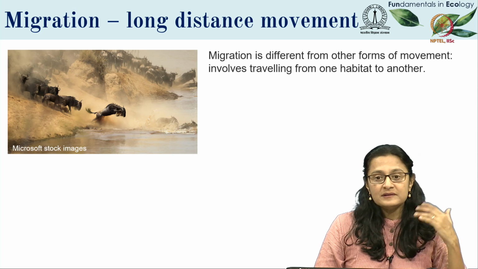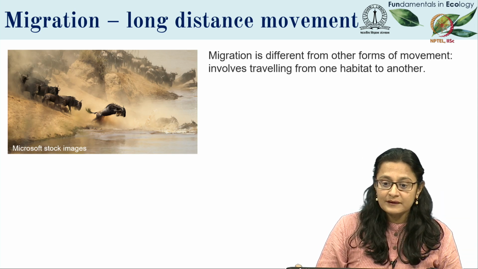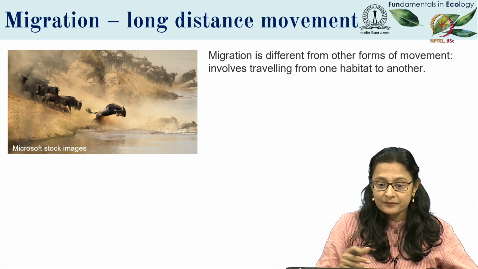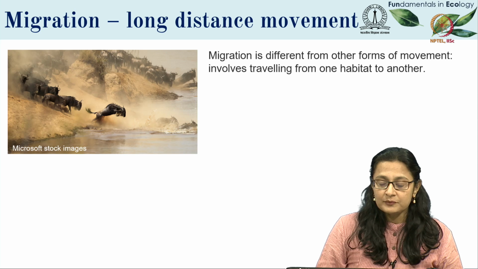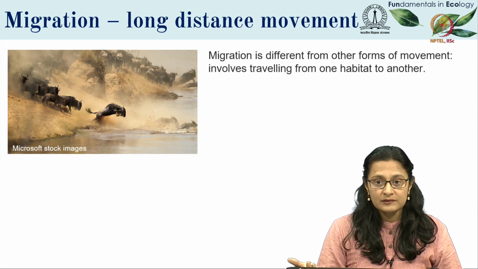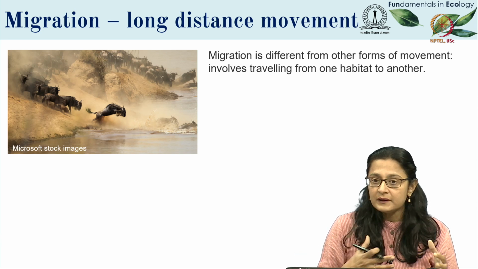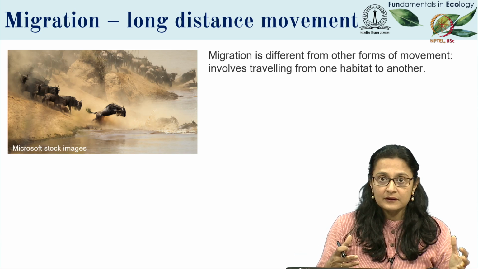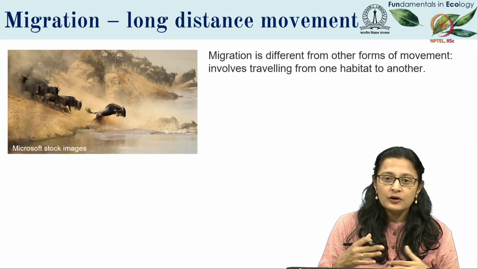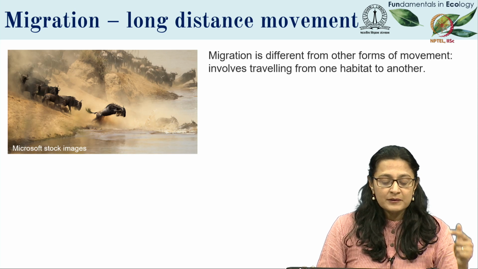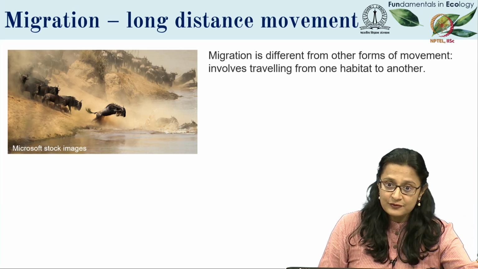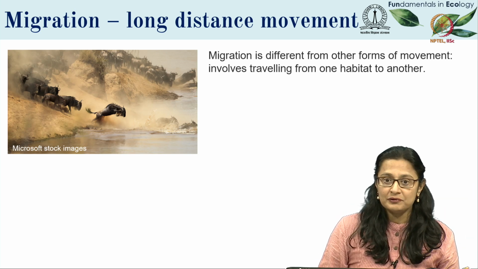So now that we've talked about dispersal, let's think about migration. Now, migration is one of the longest distance movements that animals make. And migration is different from other forms of movement because it involves traveling from one habitat to another at a really broad scale. Of course, you can have movement within a home range that crosses different habitats, right? So movement within a day or within a season that also moves from one habitat to another. But migration takes animals from one habitat to another where they stay for some time before returning to the original habitat.